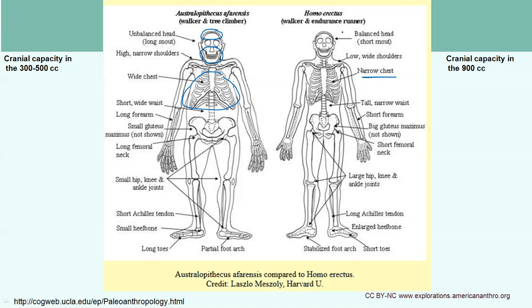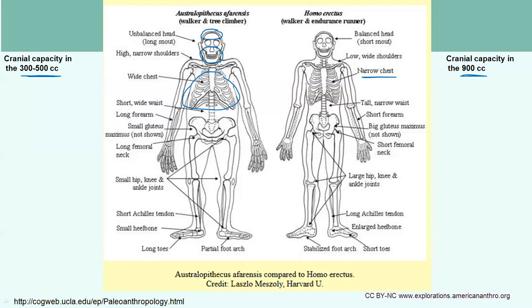We're going to have a much larger brain. In fact, the cranial capacity of Homo erectus is around 900 cubic centimeters, while for the Australopithecus, it's between 300 and 500. And just so you know, an average chimpanzee is closer to 300, so definitely much smaller there.